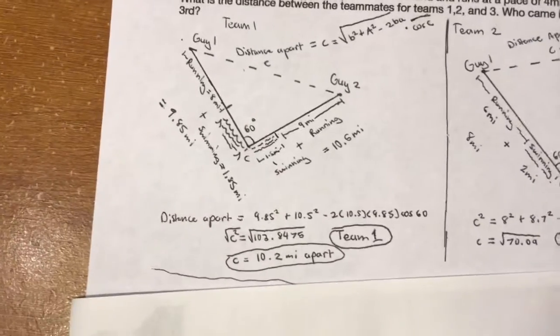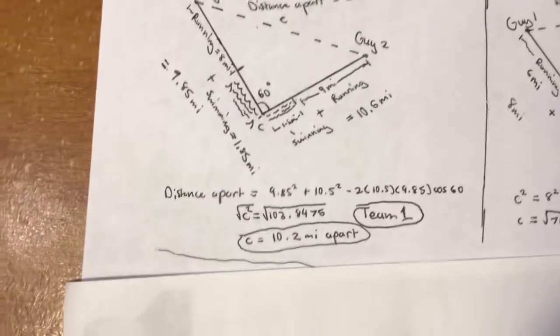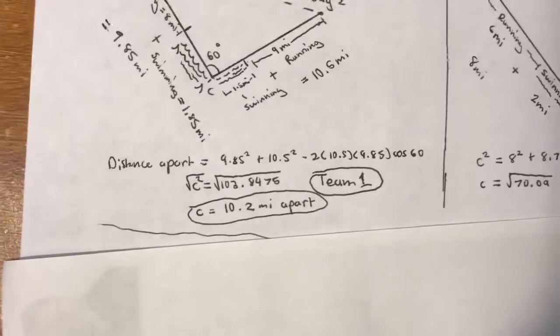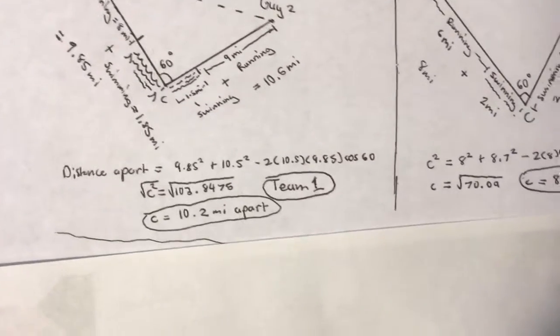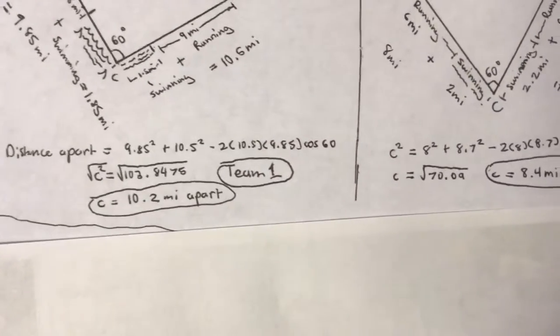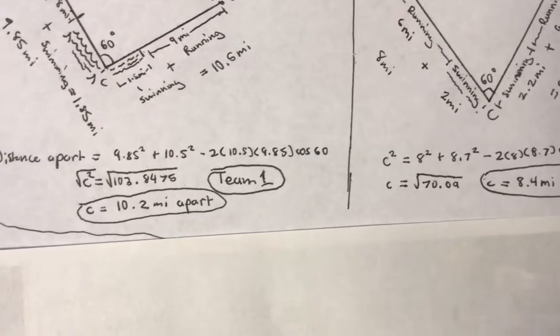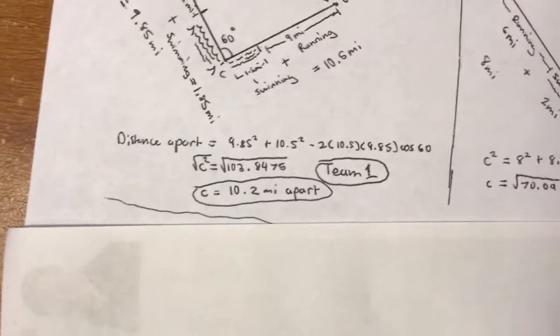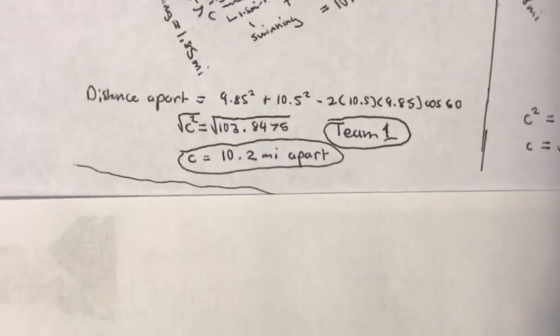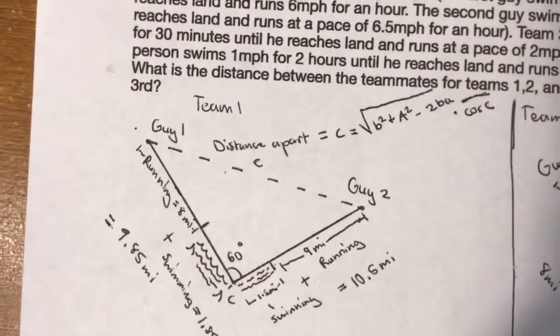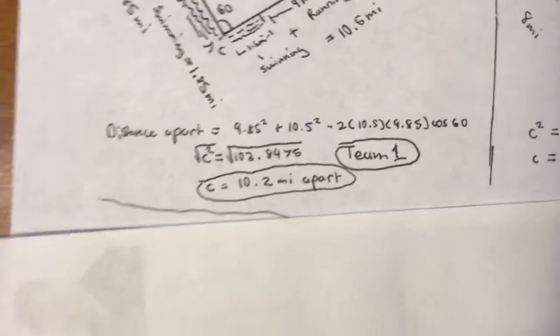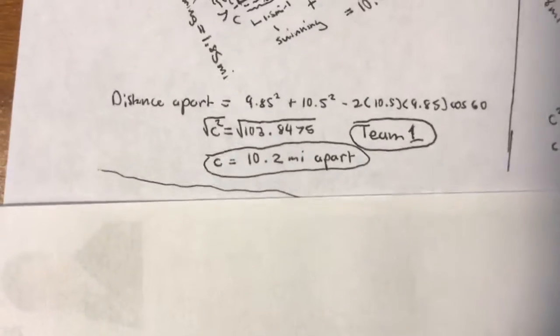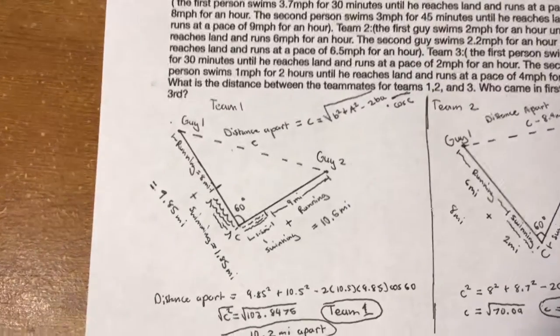And to figure out the distance apart, you have to square those two numbers, add them, and subtract 2 times 10.5 times 9.85 times cosine 60 multiplied together. And once you find the solution to that, you square root it to find c. And I just use c as a variable to represent distance apart. So once you find that, it's 10.2 miles apart. That is the distance that they created from each other.